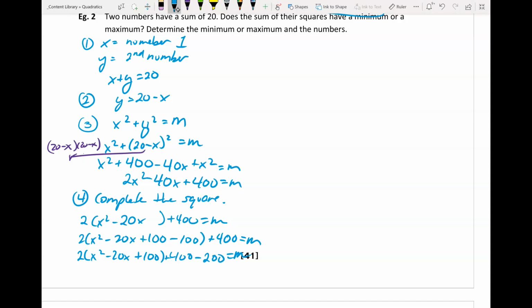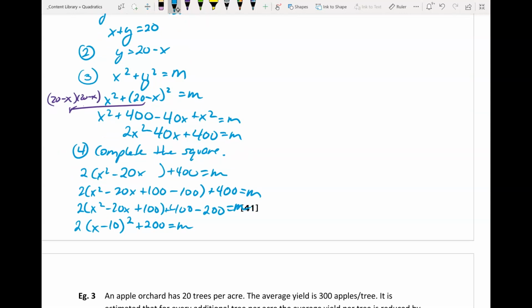Then I can factor my x squared minus 20x plus 100. This is x minus 10 all squared. Then I'm going to simplify the 400 minus 200, which is 200. So we finished completing the square. And if you think about the characteristic of this form, we're going to have a minimum because we have a positive a value here. So that means that our arms are going to face up. So this is a minimum.